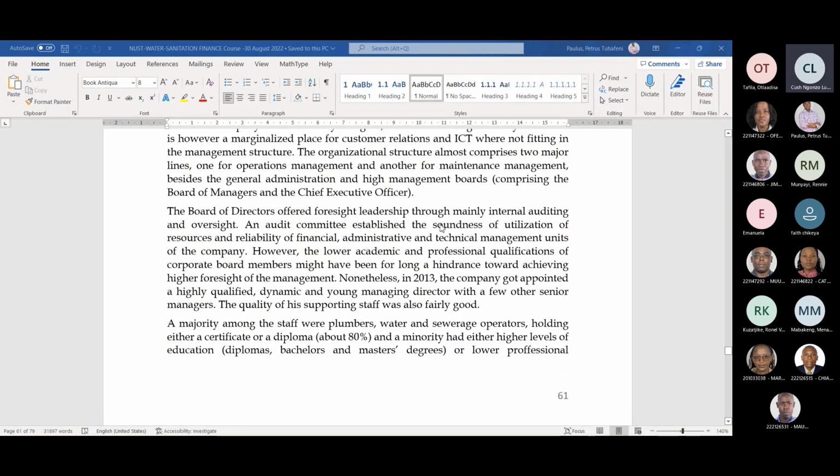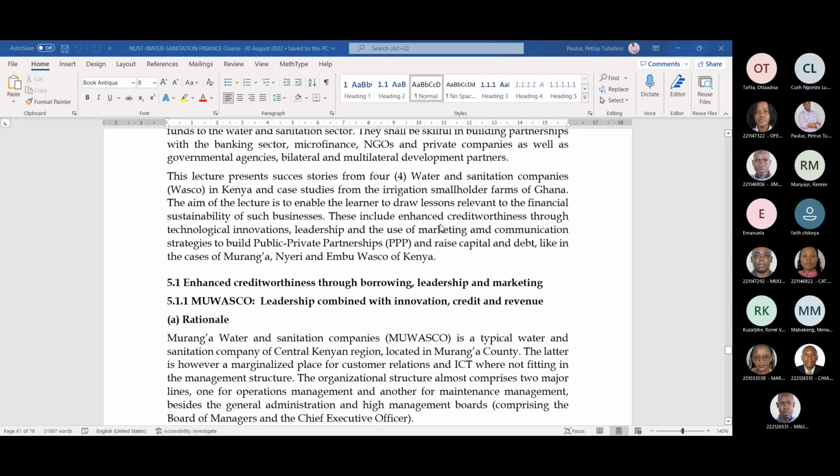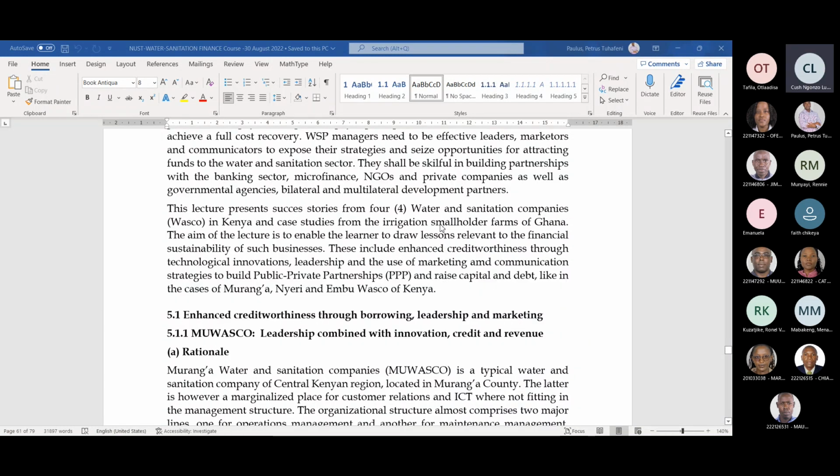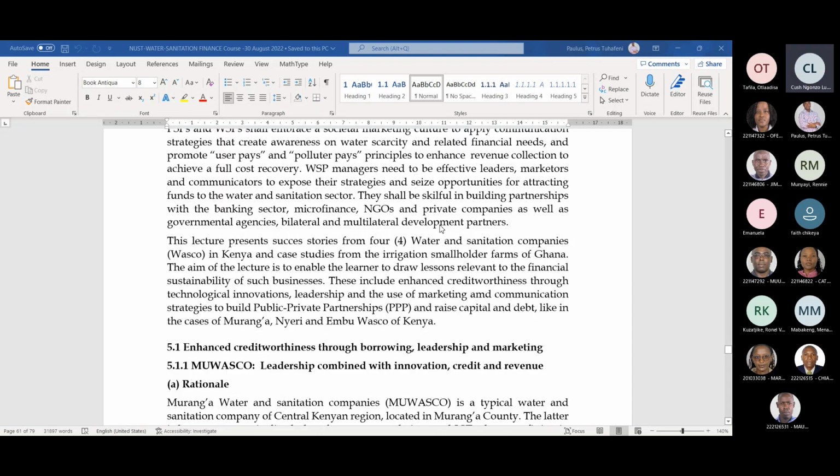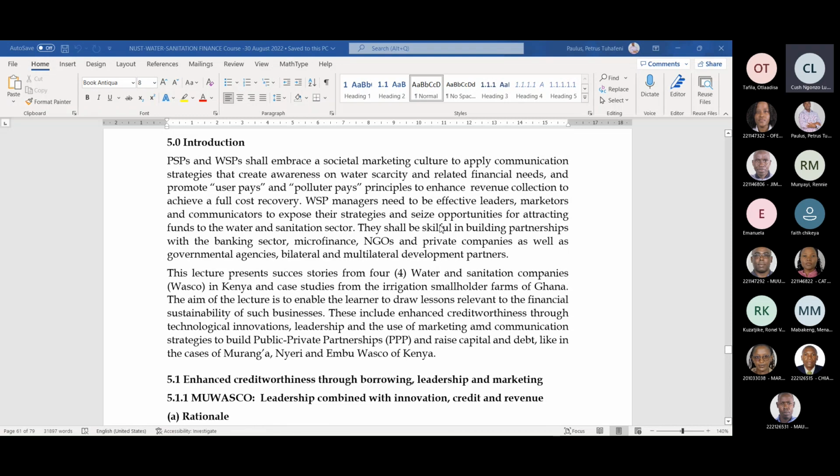The second lesson we have to learn is that you need leadership in management and corporate marketing and communication to help your company seize opportunities and attract funds. The case of Muasco, Moranga Water and Sanitation Company is also another case, which is showing us that these technicalities are very important for you to raise and mobilize funds.